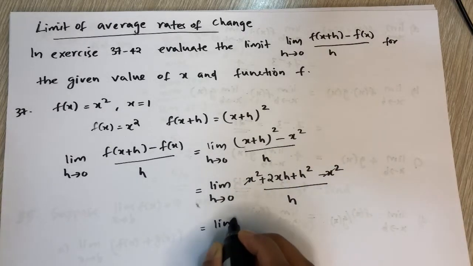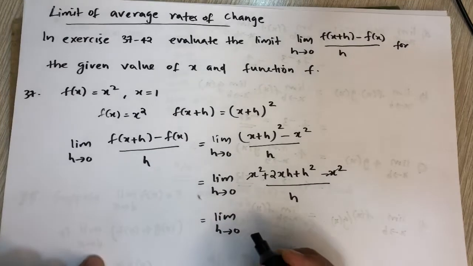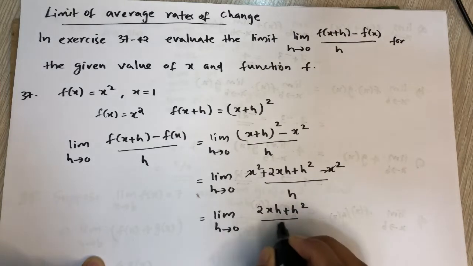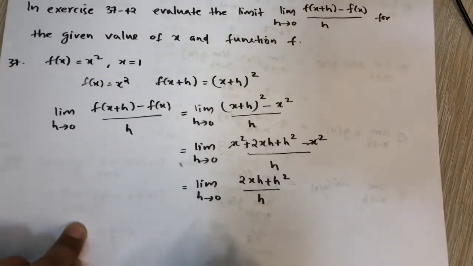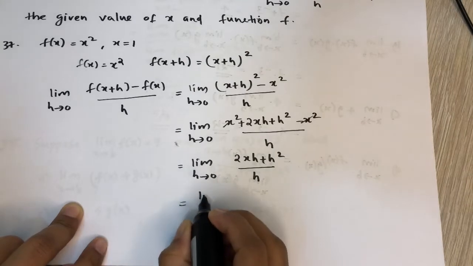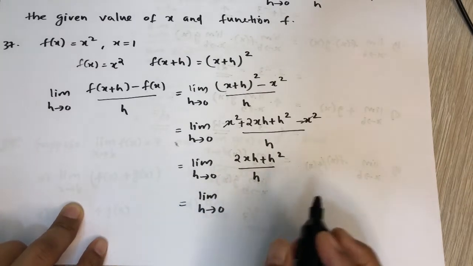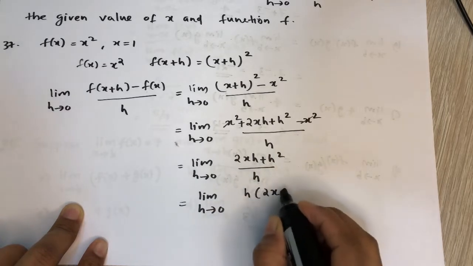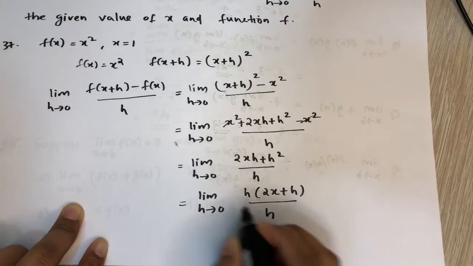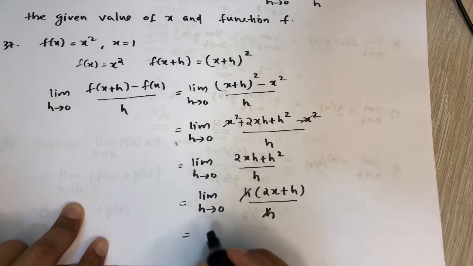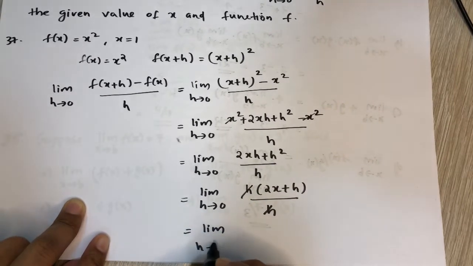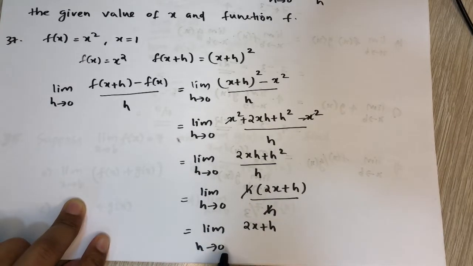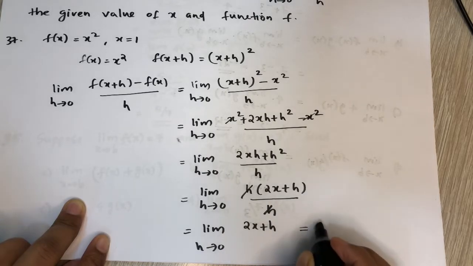It becomes limit h tends to 0, 2xh plus h square by h, equal to limit h tends to 0. Here h is common: h into 2x plus h by h. H gets cancelled, it becomes limit h tends to 0, 2x plus h. Limit h tends to 0, 2x plus h is 2x.